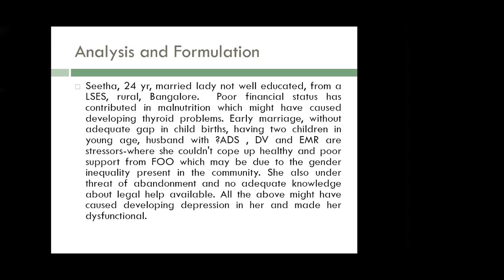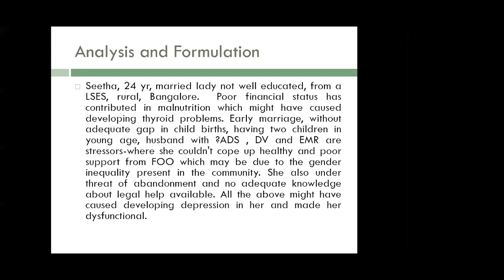So Sita, a 24-year-old married lady, what is happening here? Not well educated, right? Because she studied only up to 8th standard, from a lower socioeconomic status family, rural background of Bangalore. This is her brief socioeconomic status. What is happening here? Poor financial status has contributed to malnutrition, which might have caused her to develop thyroid problems.